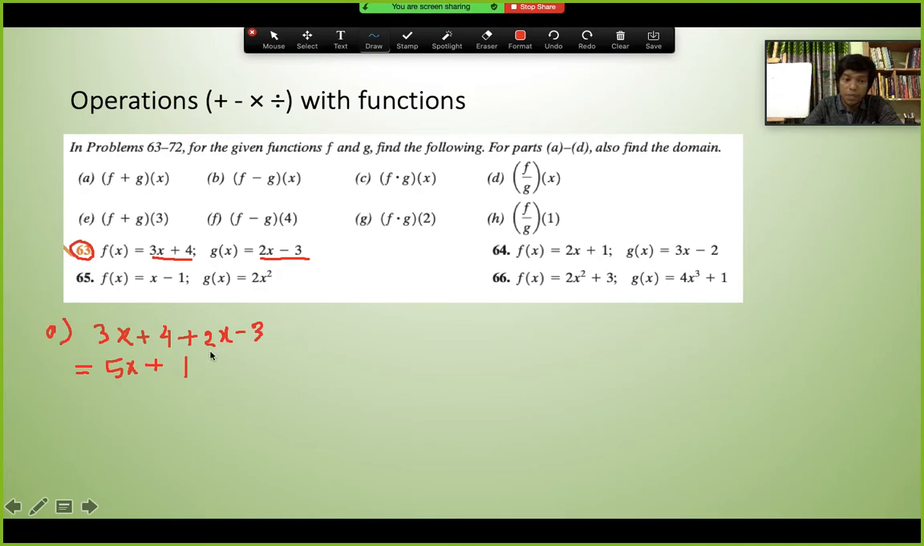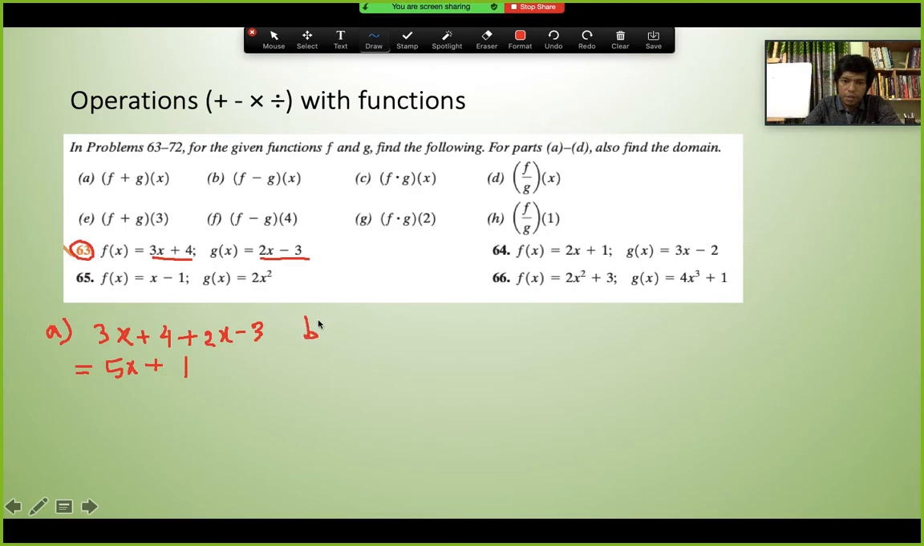And you can see what the domain of this will be. Now the domain of the first function is what? All real numbers. The domain of the second function is what? All real numbers, because there is no restriction here. There is no square root and no division. That's why the domain of part a will also be all real numbers.